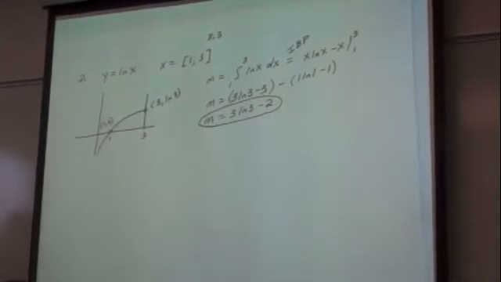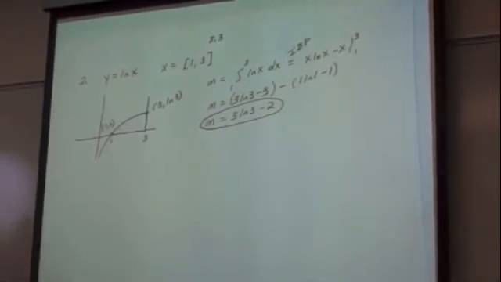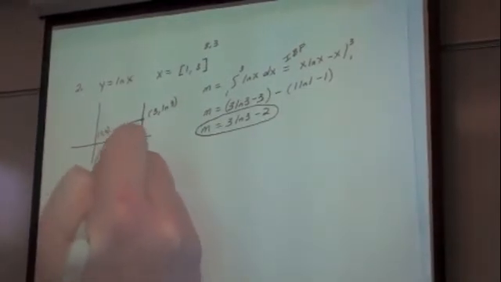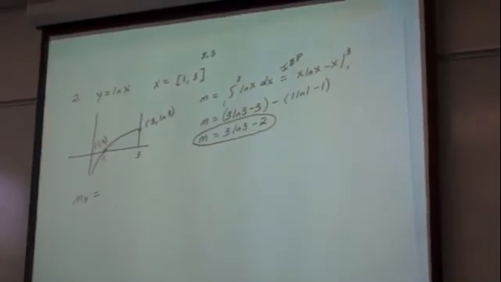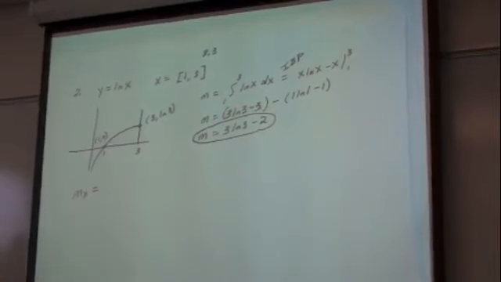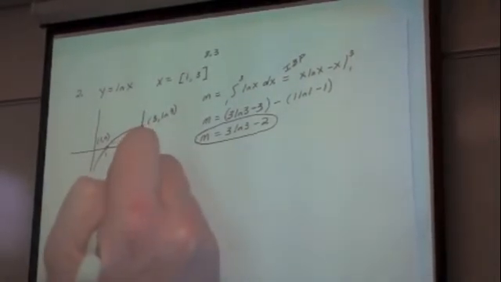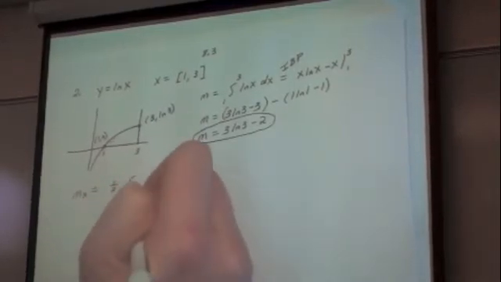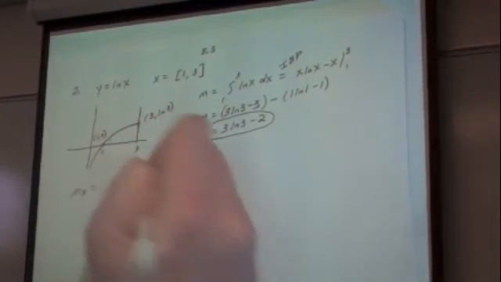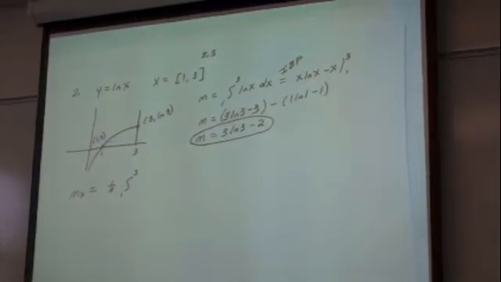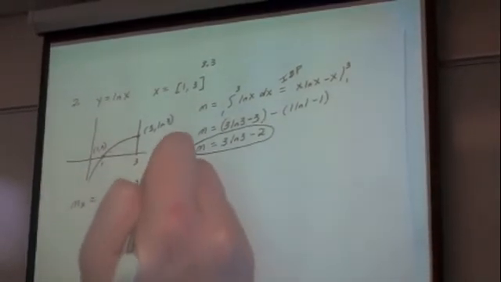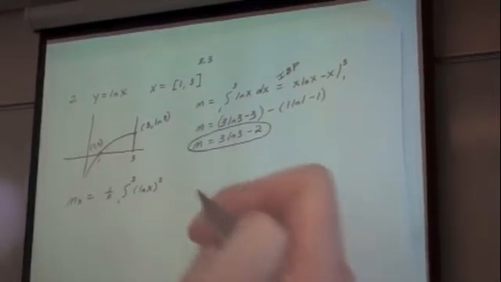Now, I need to find the moment about the x-axis. We know it's 1/2 the integral from 1 to 3 of f of x squared. Well, okay, that's going to be the natural log of x squared.